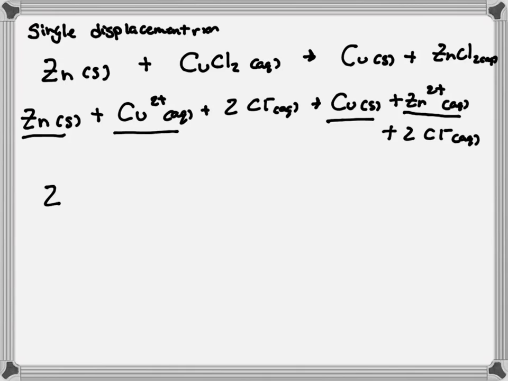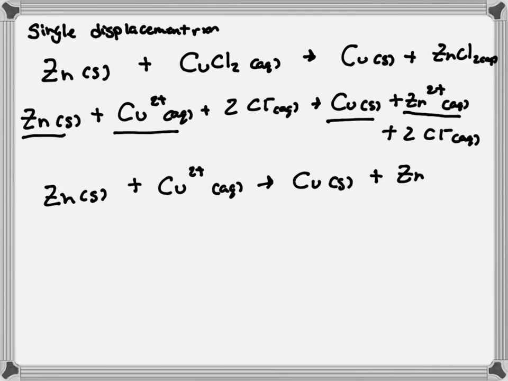So what actually reacted was our solid zinc, our copper 2 ion, giving us copper solid, and a zinc ion. Okay, so there's our net ionic equation. All right. Let's try this other one.